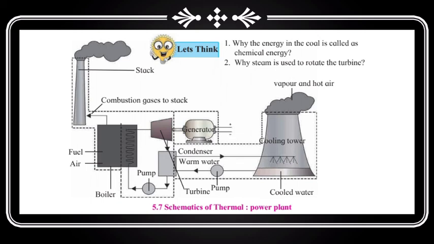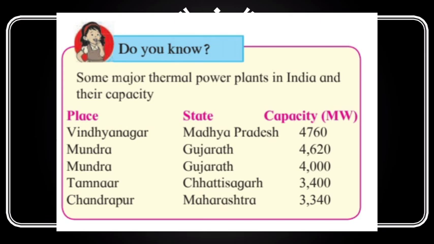Students, some thermal power plants you are able to see on the screen right now. These thermal power plants are used to generate electricity in India. Some major thermal power plants in India and their capacity are given. See, first is Vidyanagar, which is situated in Madhya Pradesh, having a capacity of 4760 megawatt. Second is Mundra, which is situated in Gujarat, which has a capacity of 4620. Next is the same, which has a capacity of 4000. Next is Tamnar, which is located in Chhattisgarh, having a capacity of 3400 megawatt. And last is Chandrapur, Maharashtra, where 3340 megawatt electricity is generated.